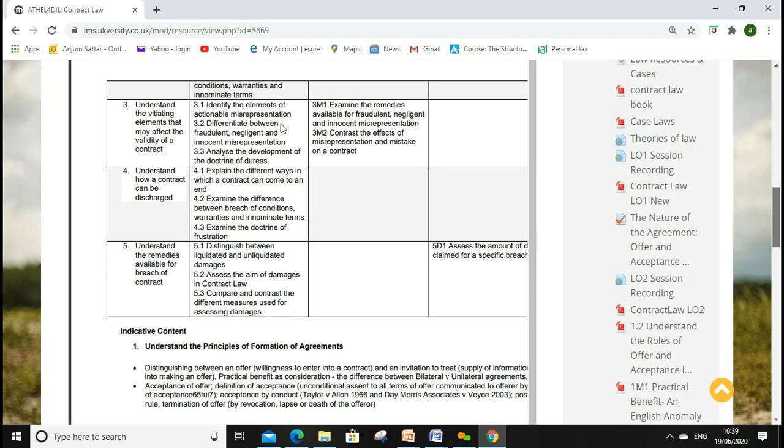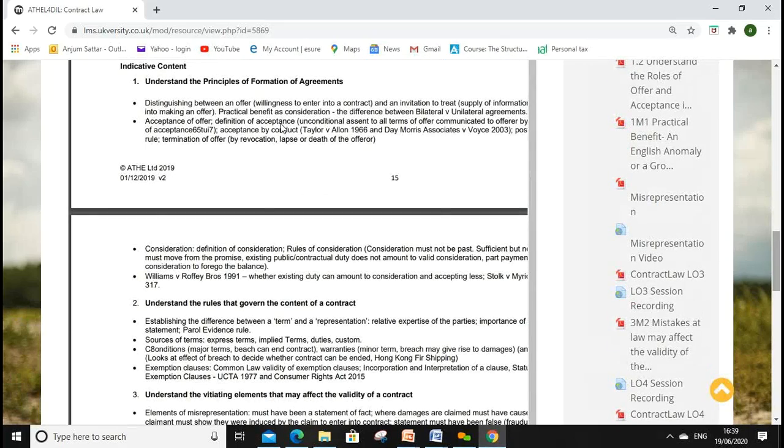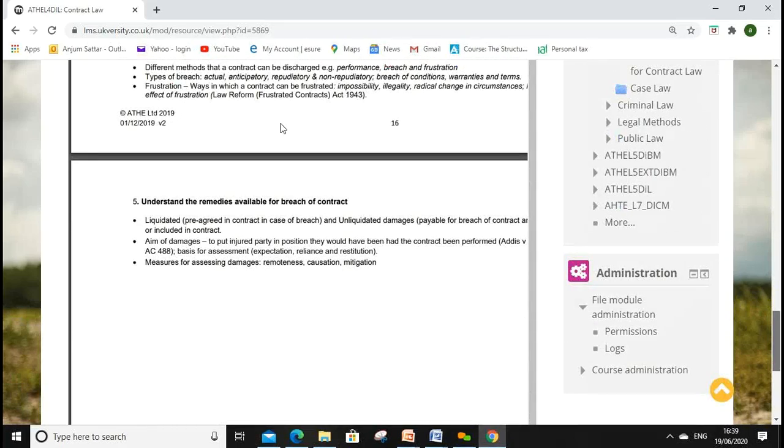And today's lesson we'll go through LO5: liquidated and unliquidated damages, assessing the aim of damages in contract law, why these are damages, and comparing and contrasting the different measures of assessing damages. So different measures, how we can assess the damages, how much damages should be paid, to whom, and when it should be paid. All these we'll go through in today's lesson. So we'll start then.